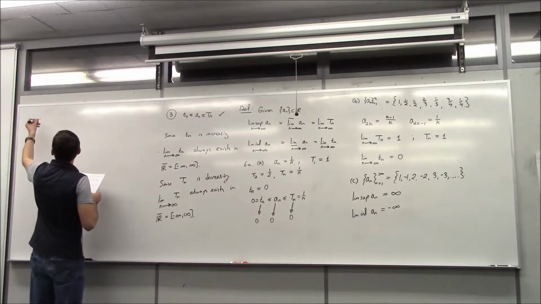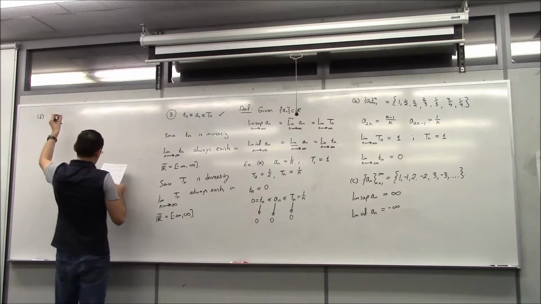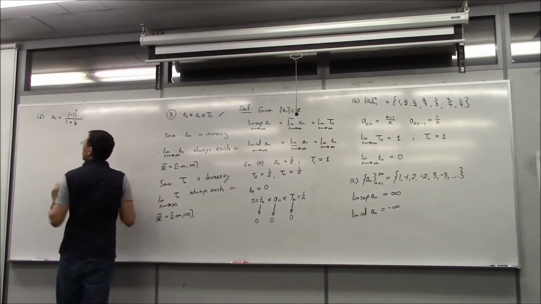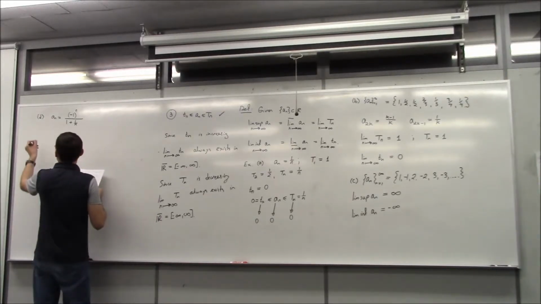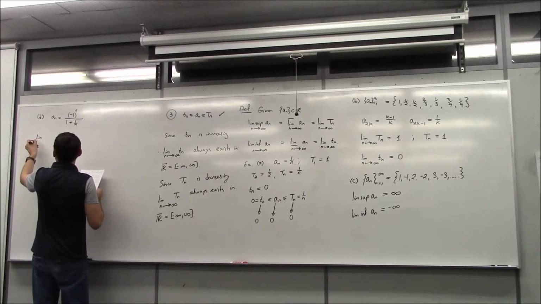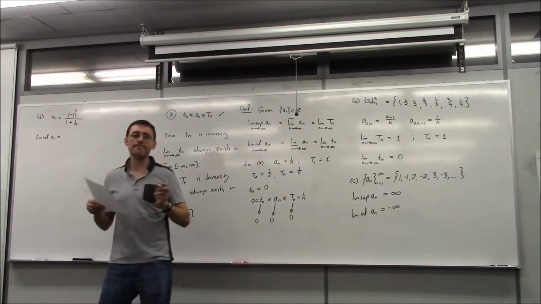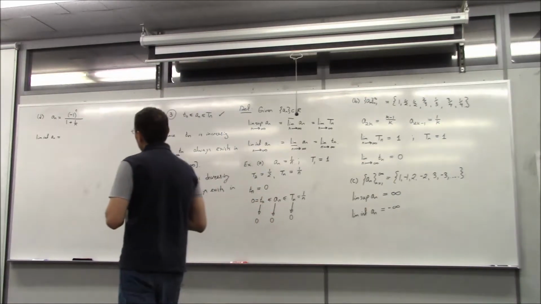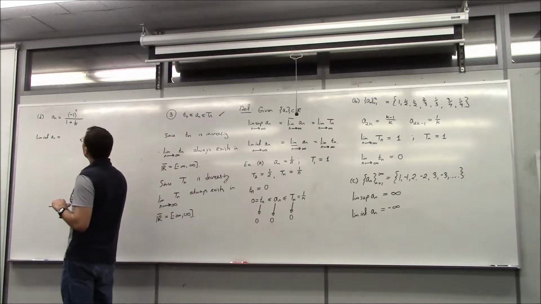So part D. We have that a sub n is (-1)^n divided by 1 plus 1 over n. So please tell me what's the limit infimum of the sequence a sub n. What is that? Negative 2? Yes, no, sorry, no. Negative what?